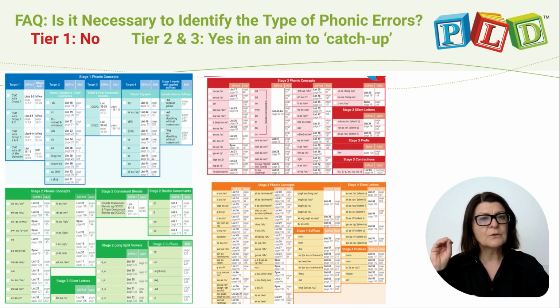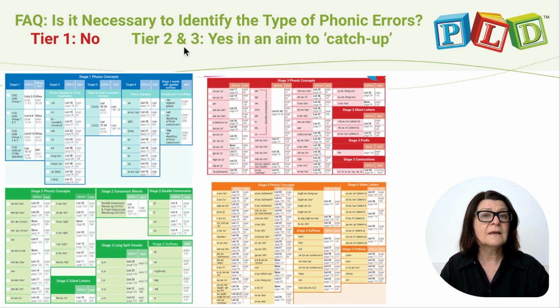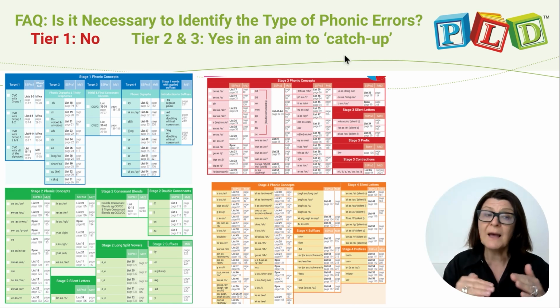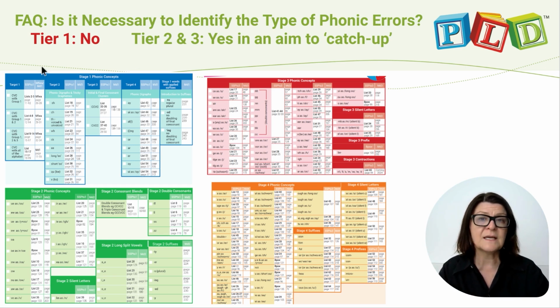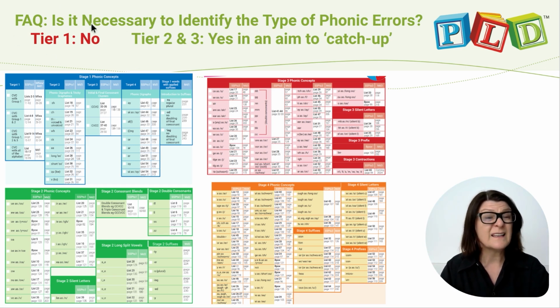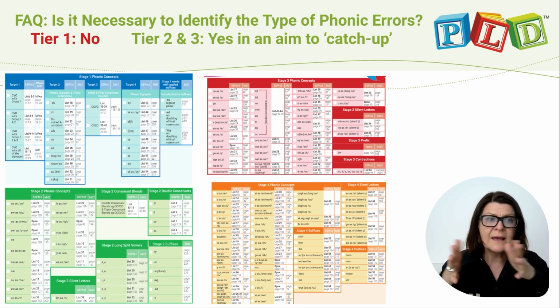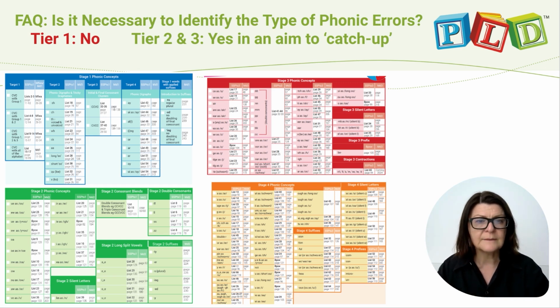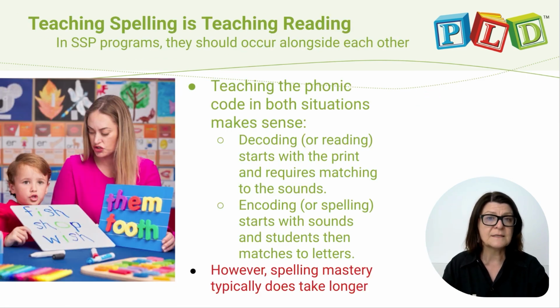So is it important to identify the type of errors? Yes, if they're Tier 2 and Tier 3, if they're delayed, and we're aiming to catch them up by a shorter, smaller focus in all of those stages. If they're where they're strong or where they should be, no, because you're going to slow down and teach broadly. Remember, there's support available through the PLD site.